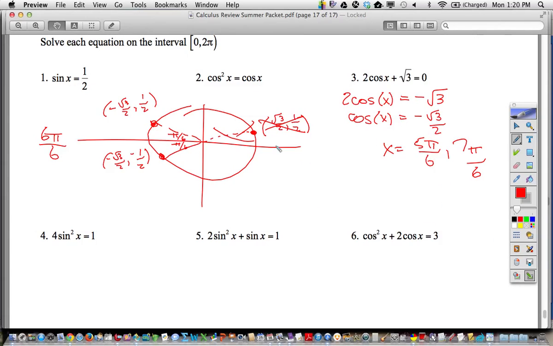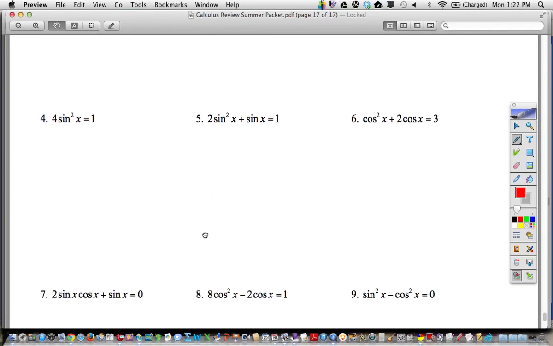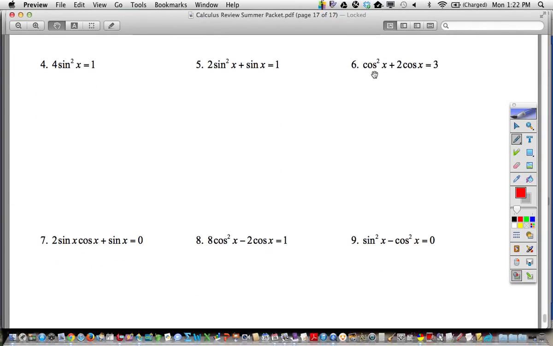Okay, so that's a fairly basic one where you get the cosine by itself, you have to know the unit circle, you get the right quadrants, and you give the answer. Then you get to some where you have a little more algebra. For example, number 6 here. Number 6, what should you do here?